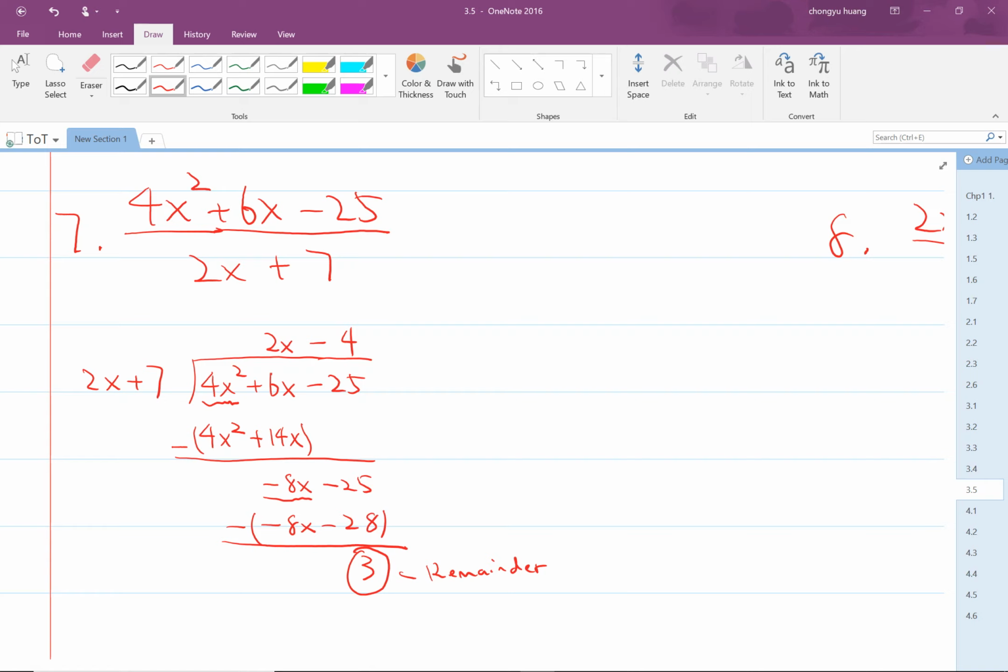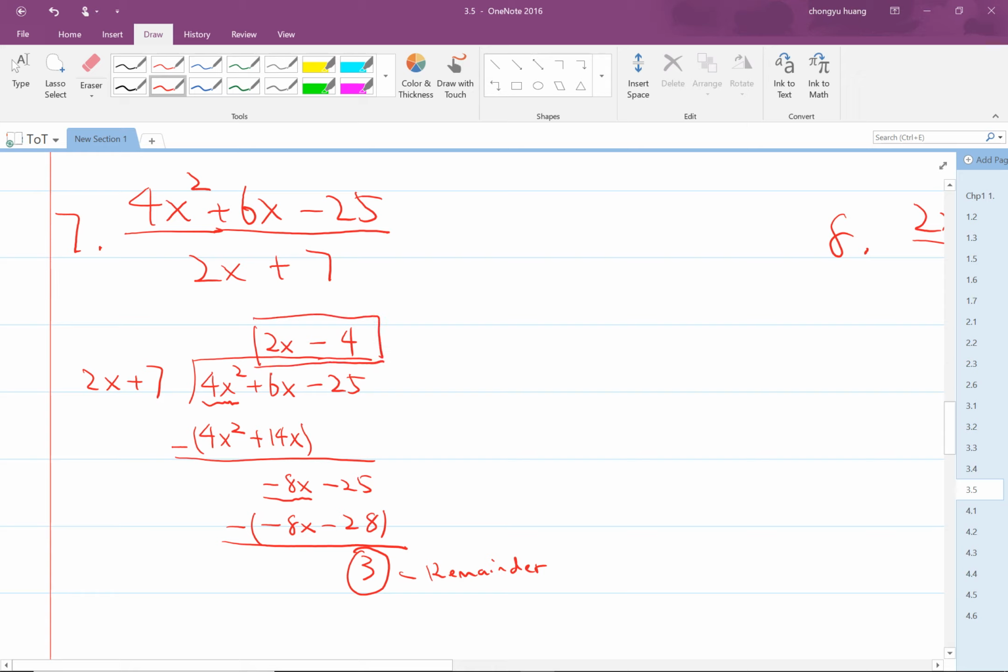So right now, instead of getting rid of 3, because there's no way we can get rid of it, we should really focus on how we write the answer. Okay, so let me show you guys how you actually write the answer for this problem. Okay, so you see we have a 2x minus 4 as always.